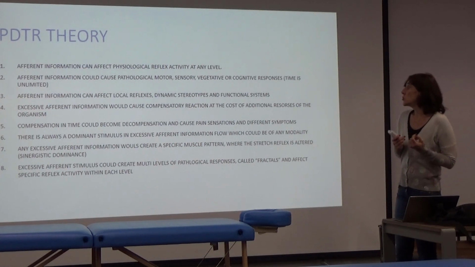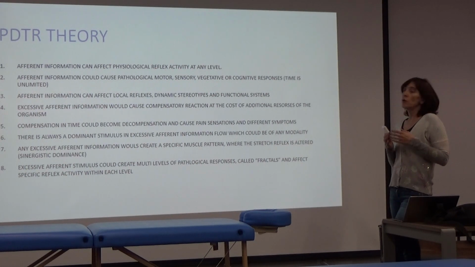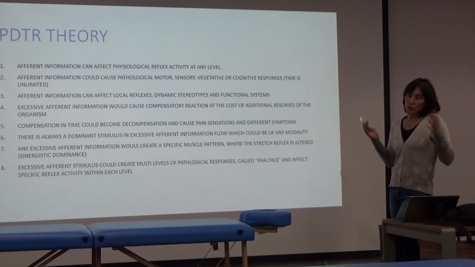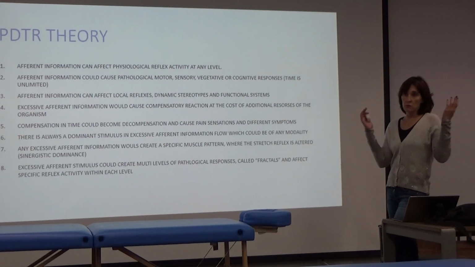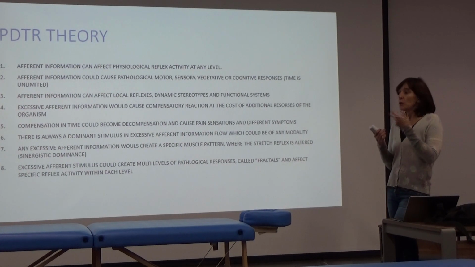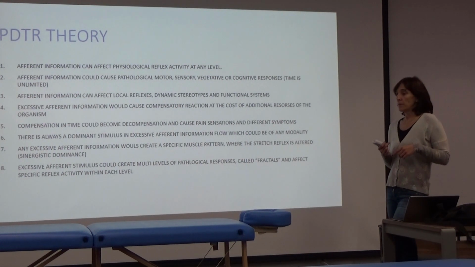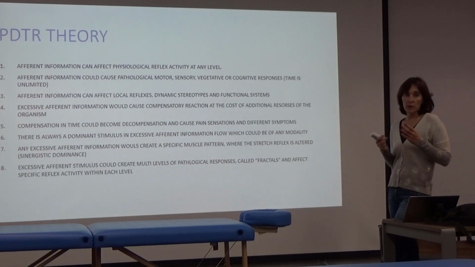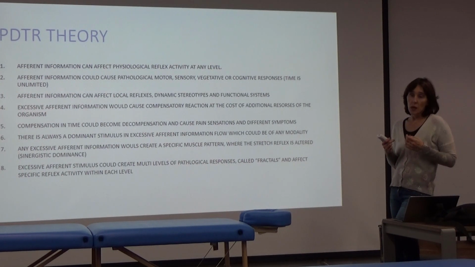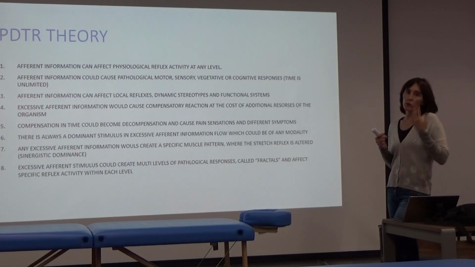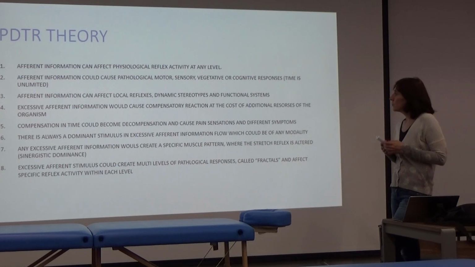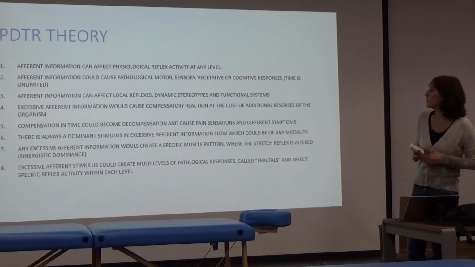There is always a dominant stimulus in excessive afferent information flow, which could be of any modality. For example, we receive hundreds of different stimuli at the same time. If we have a dysfunction caused by a stimulus, it's going to be a particular stimulus out of all of them. For example, we had sound, we had an image, we had touch, we had pressure, and we had something else. So only one stimulus is going to be dominant. And this stimulus would not be compensated properly by the central nervous system. It would cause a compensation and dysfunction.